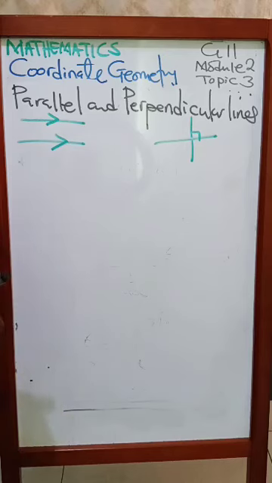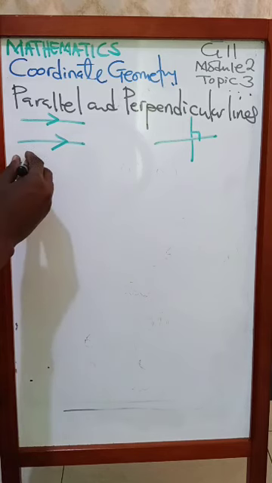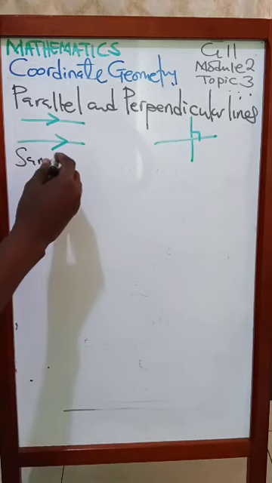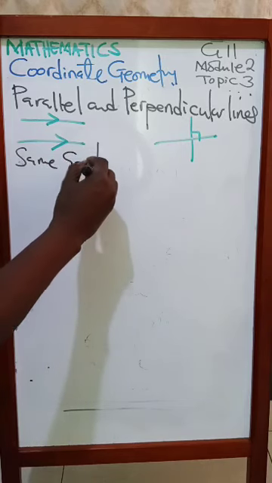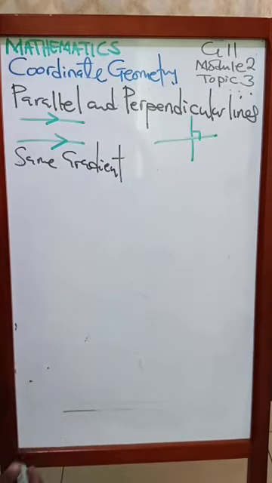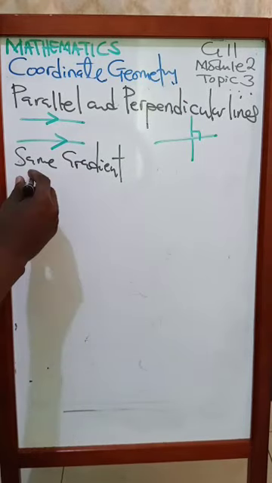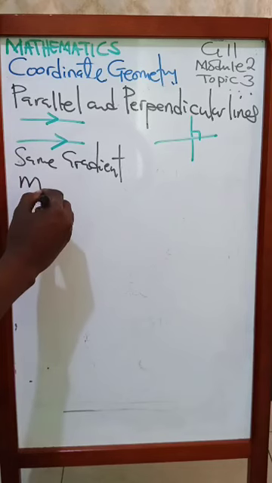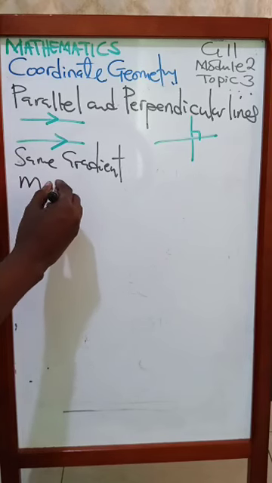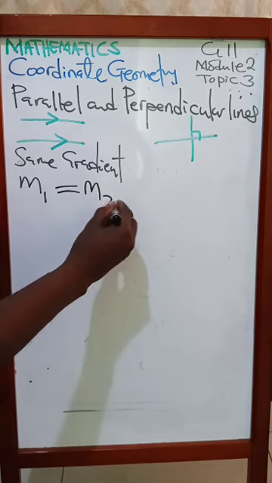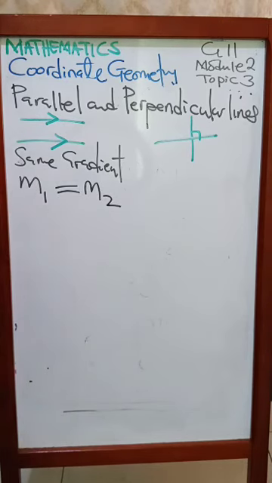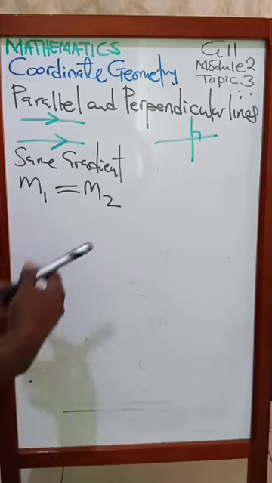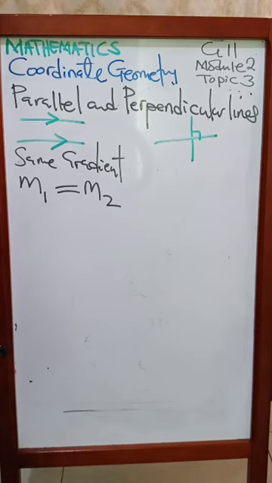Now, when two lines are parallel, they have the same gradient. What does that mean? It simply means that if the gradient of one equation is m1 and the other is m2, then m1 and m2 are going to be equal. So the gradient of one line and the gradient of the other are going to be the same.